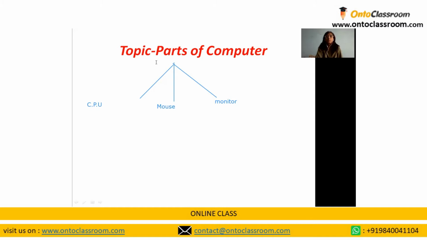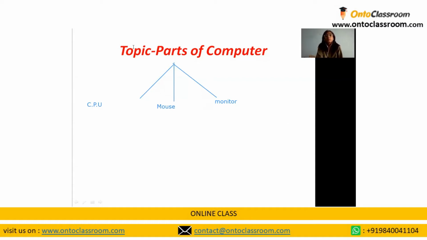So these three parts are visible to you, and these have different functions. Like CPU is also called brain of the computer, and mouse is used for scrolling and everything. And then there's monitor, the screen in which you see all this. Fine. So we'll only discuss these three parts of computer.